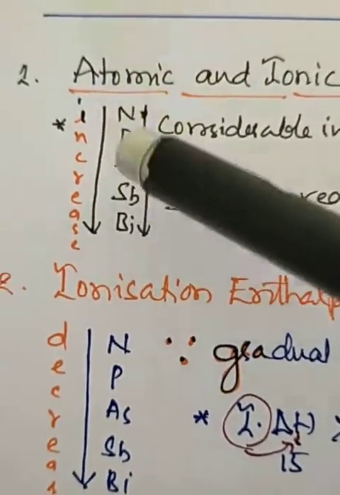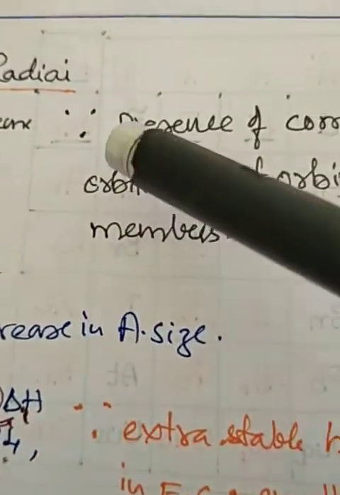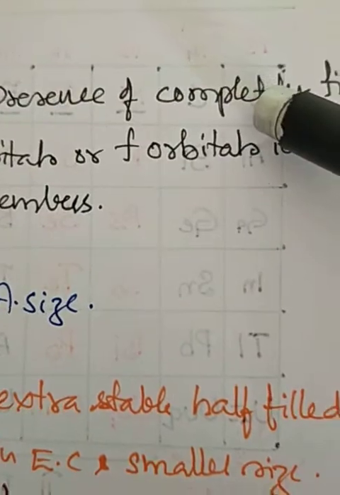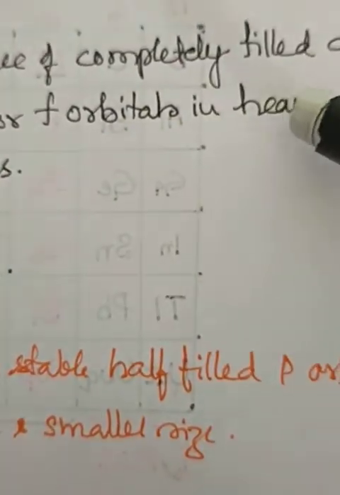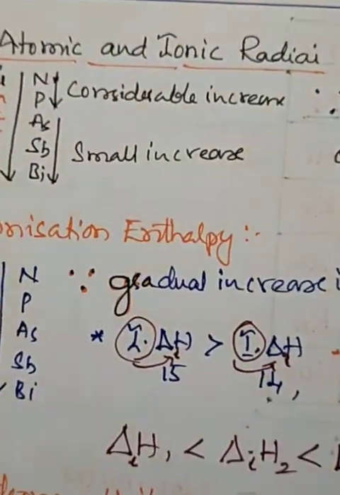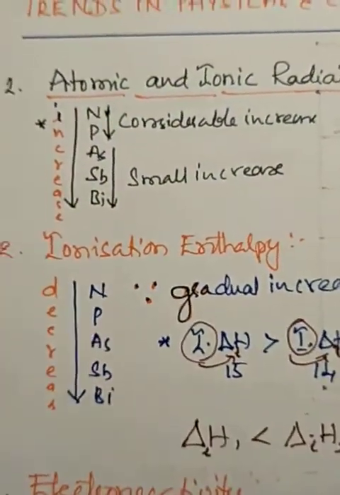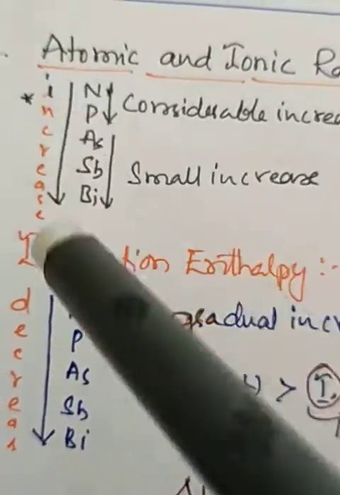There is a reason that you should know. There is an examination point of view. Here it is: because of the presence of completely filled d orbitals or f orbitals in the heavier members, the atomic and ionic radius increases down the group.